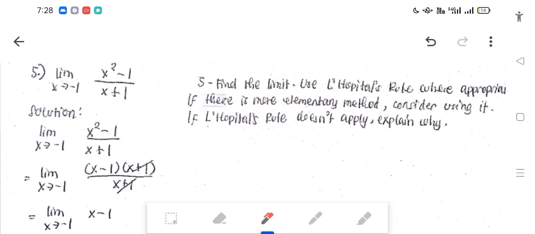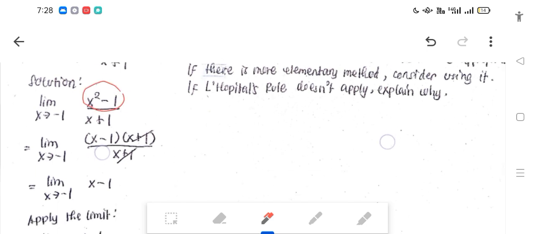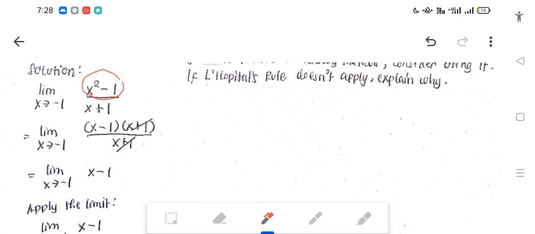So for this example, we have here the limit of the function x squared minus 1 all over x plus 1 as x approaches negative 1. In finding the limit of the function, first we have to factor this expression, x squared minus 1, because it is factorable.